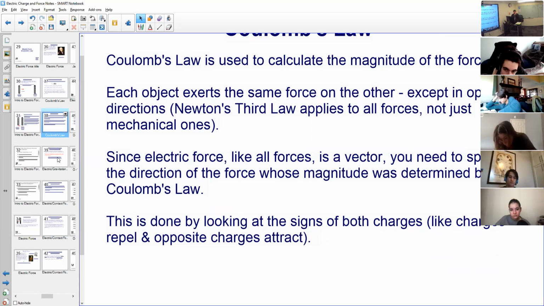So when we look at the signs, they tell us, oh, they have the same sign, so this is the force of them pushing against each other, repelling. If they have opposite signs, this is the force of them attracting each other.